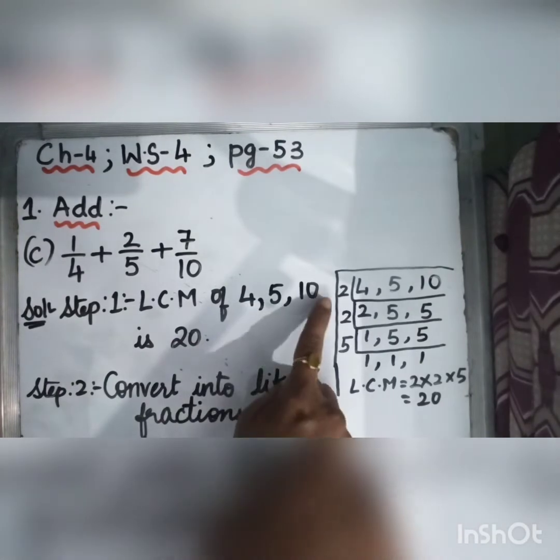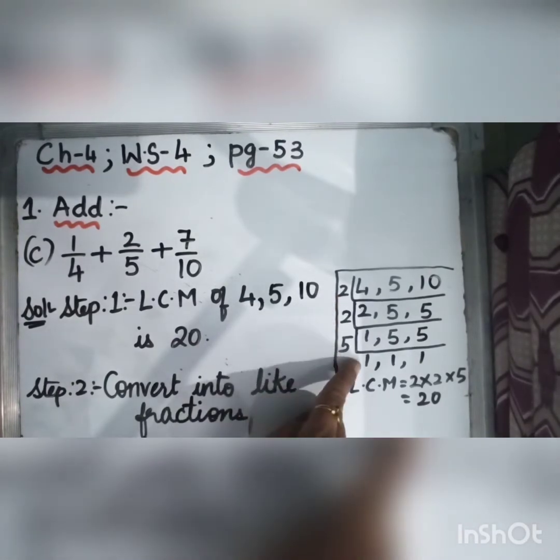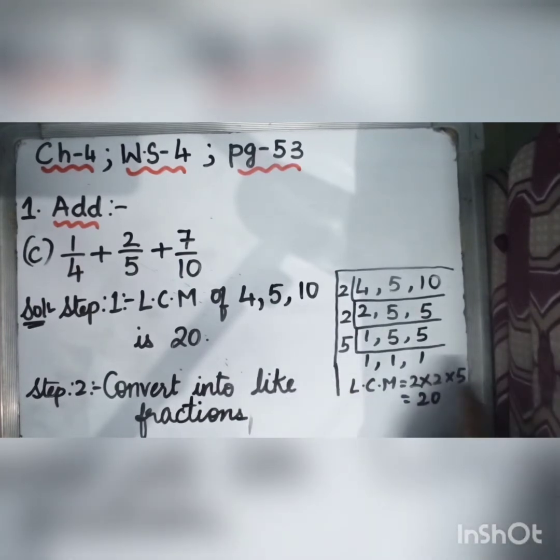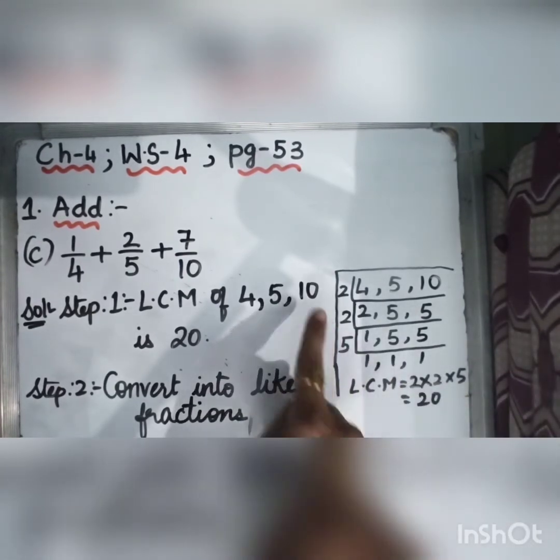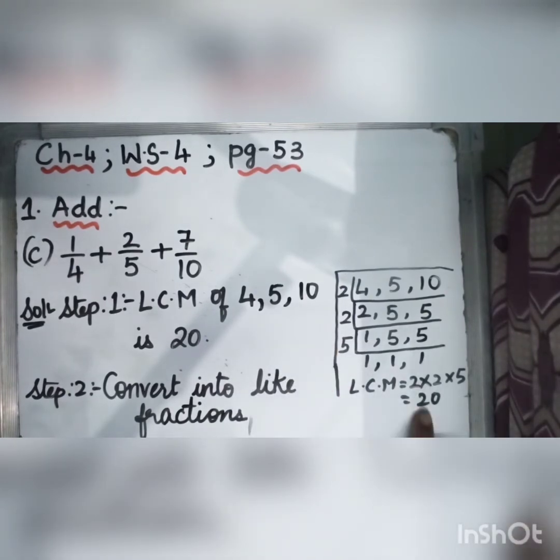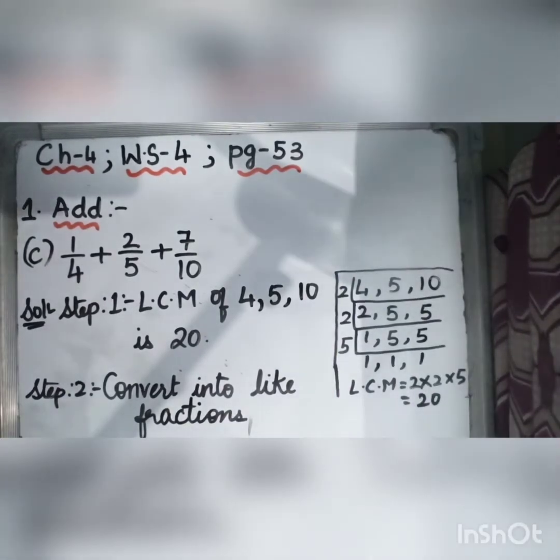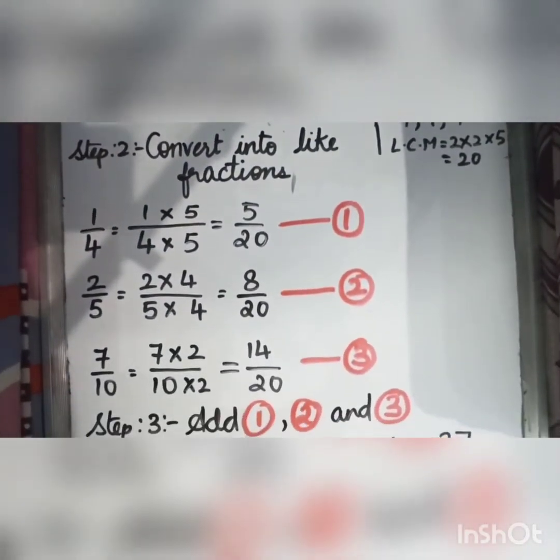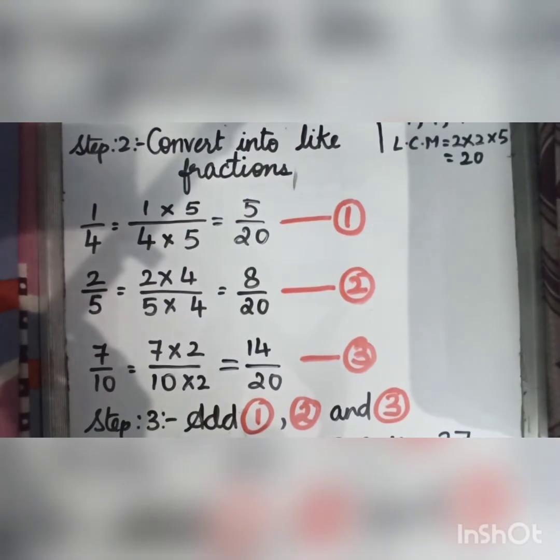Now the LCM is 2 into 5 into 5 into 1 into 1 into 1. Into 1 is nothing but the same, so we do not write the 1s here. 2 into 2, 4. 4 into 5, 20. LCM is 20. So the denominators have to be made 20. How do we convert into like fractions? By making the denominators same.